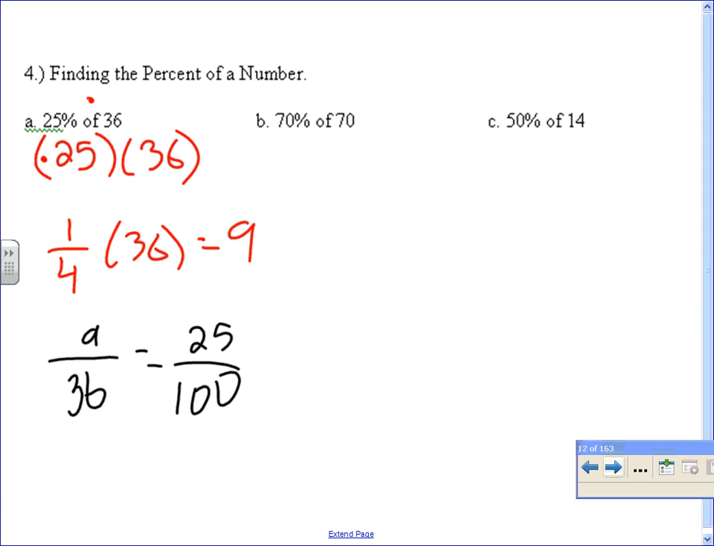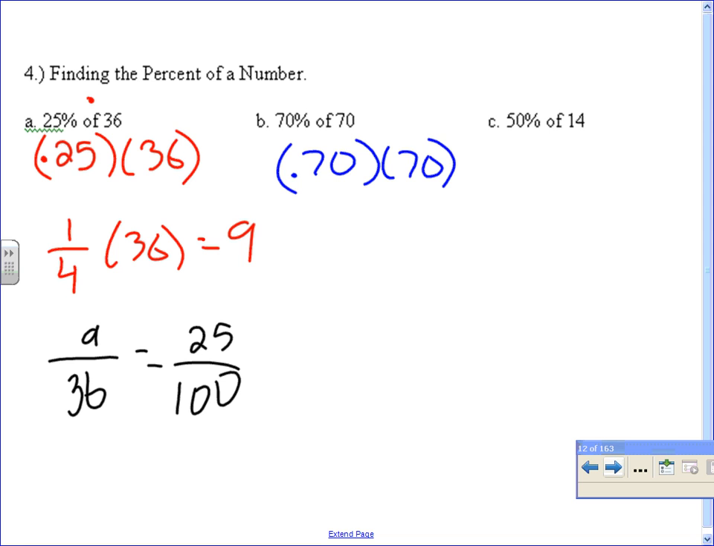Okay, so let's do one more of these, then I'm moving to the next lesson because you guys are way more ahead than I thought you'd be. All right, letter B, which is good. 70% of 70. So let's not use the proportion method just for now. Pretend like you didn't know it. Adam, what could we do? 0.70 times 70. Good.